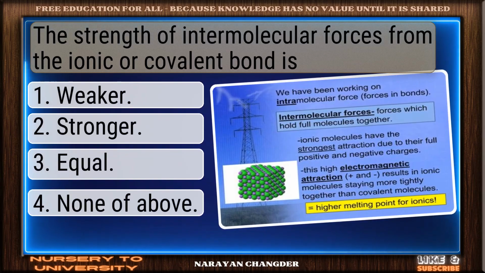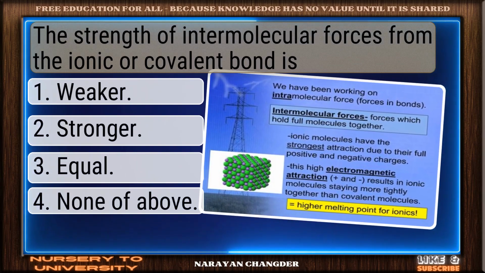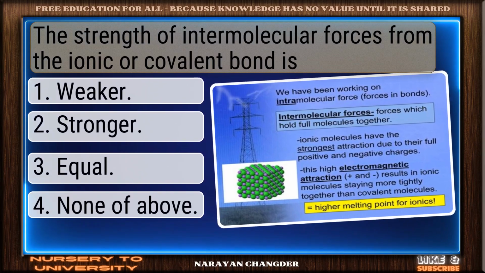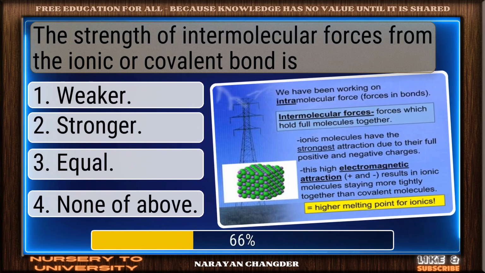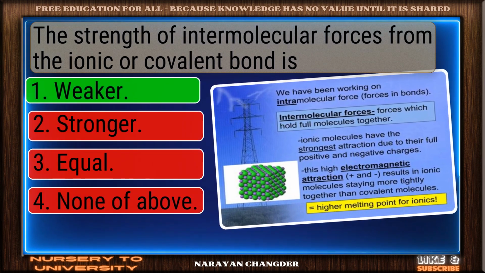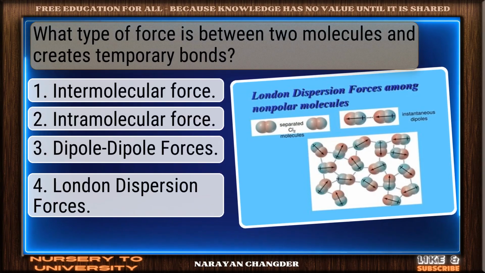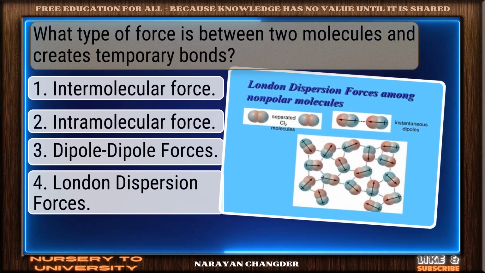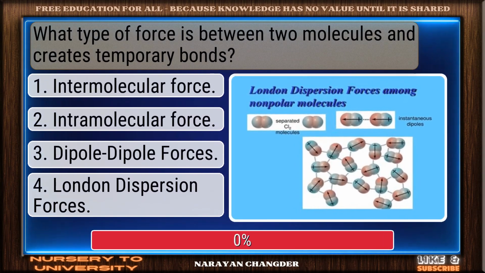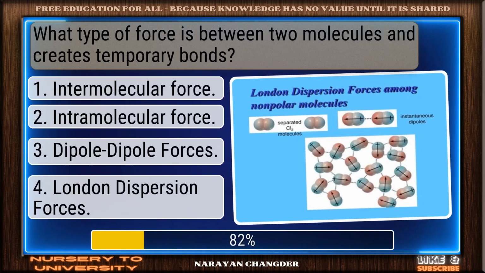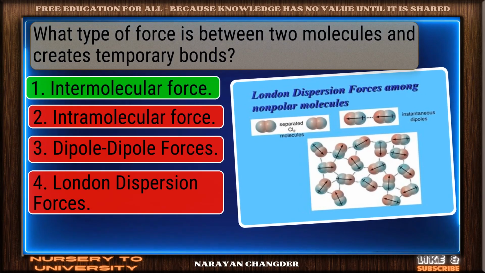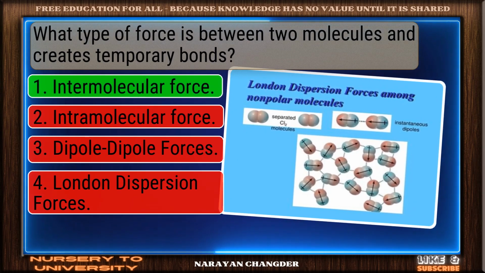The strength of intermolecular forces compared to an ionic or covalent bond is. Exactly. Weaker makes sense and it is the right choice. What type of force is between two molecules and creates temporary bonds? You got it. Your choice, intermolecular force, is right.